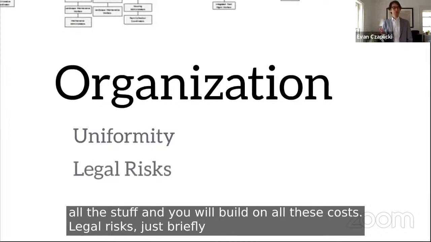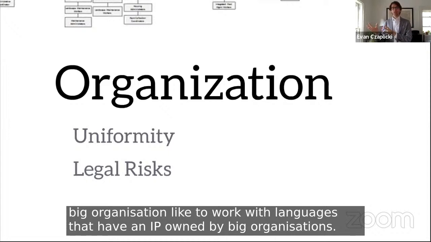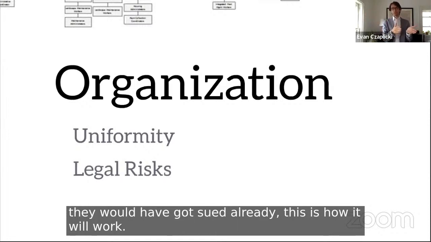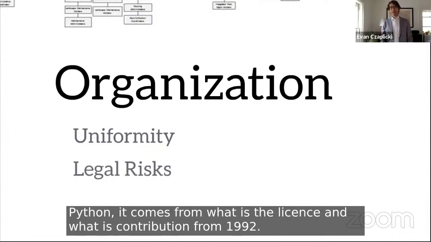Legal risks, just briefly, I'll say, it seems that big organizations like to work with languages that have IP that's owned by big organizations. It's not to say the risks are not there, it's that the risks are understood. Those people own it. If they were going to get sued, they would have gotten sued already. Here's how this is going to look. Whereas if you say, hey, we want to use Python, but Python comes from before open source was even a term, so what is the license under which the contributions from 1992 were made?